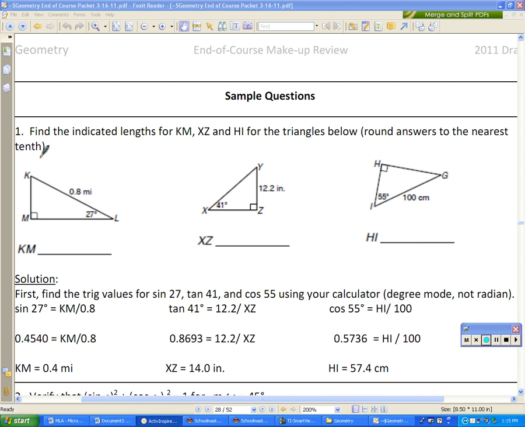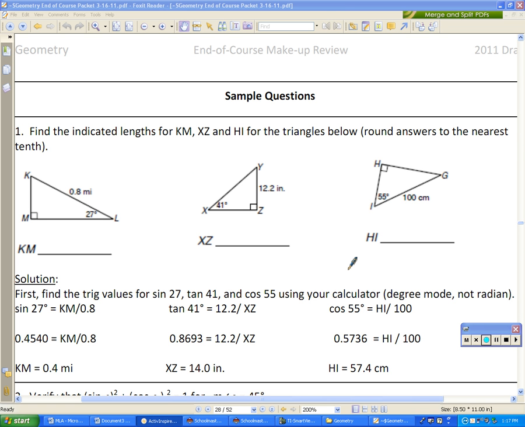All right, so next one, to find XZ, what trigonometric ratio should I use? Tangent, because we know the opposite side and we're asked to find the adjacent side. Tangent is opposite over adjacent. So we're going to go tangent of 41 equals the opposite side, which is 12.2, divided by x. In this case, I need to divide by the tangent of 41, so 12.2 divided by the tangent of 41. And when you do that, what do you get? 14.03. So technically, you must write 14.0, rounding to the nearest tenth.